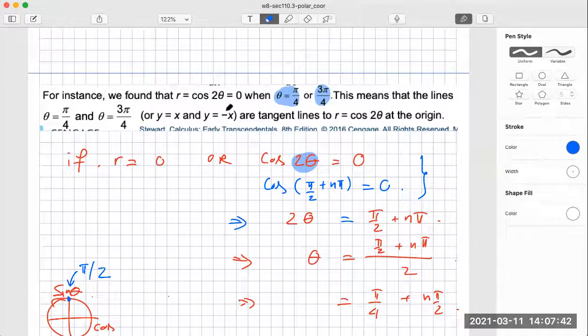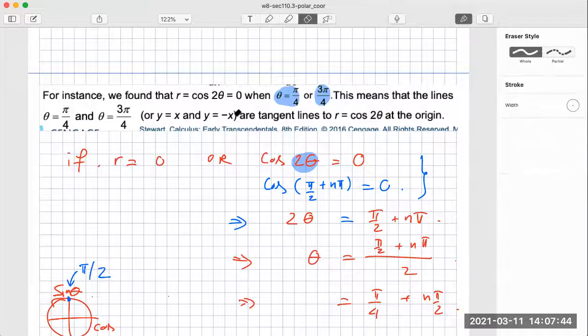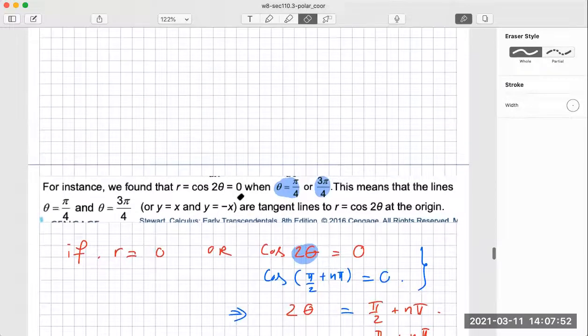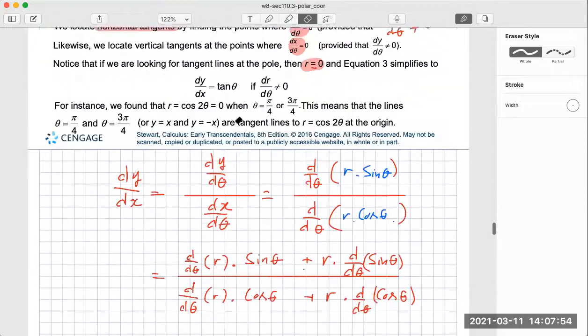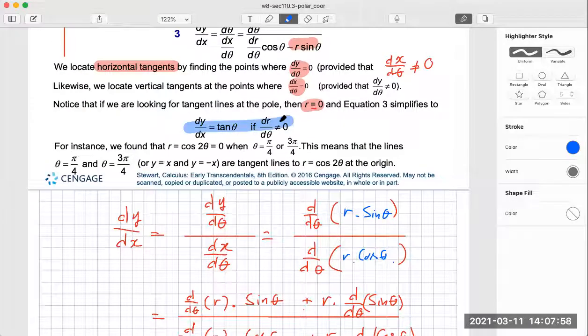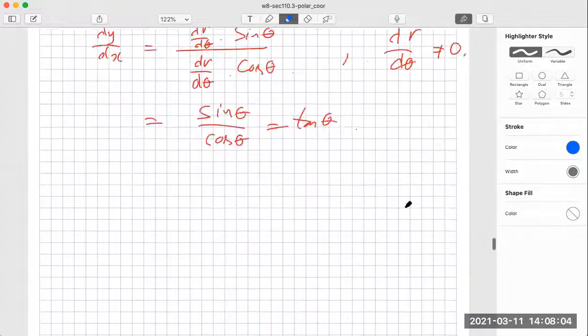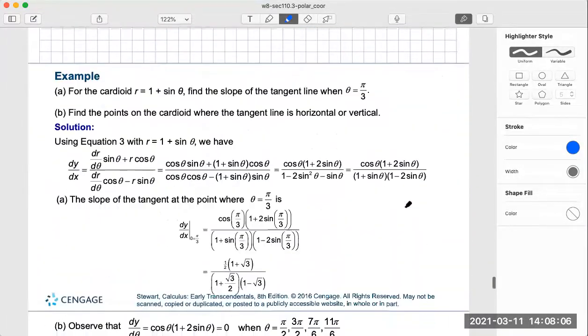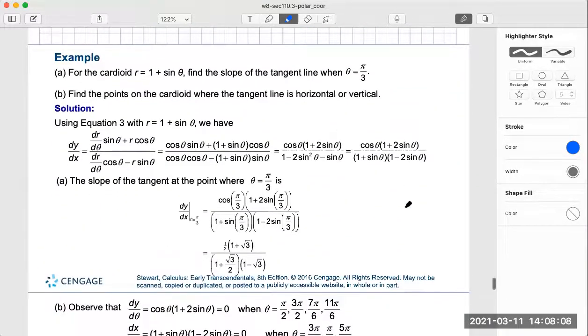And for these 2 cases, the tangent line is at the origin. Then we should compute it using this formula. Okay? This is at the pole. Anyway, the next example is very hard. It's not very hard, but this is how we apply the formulas.